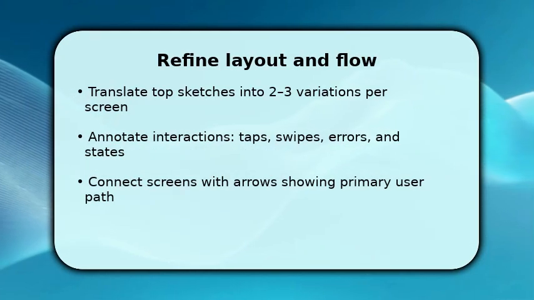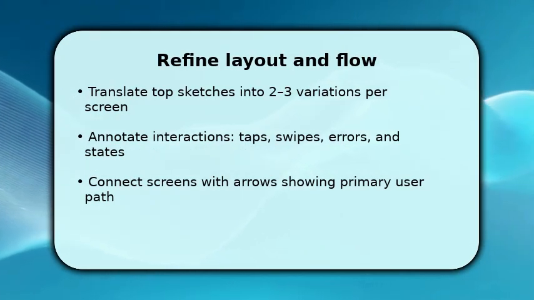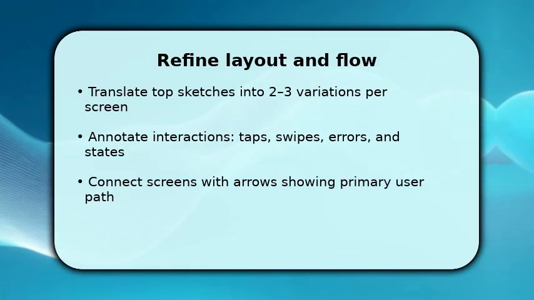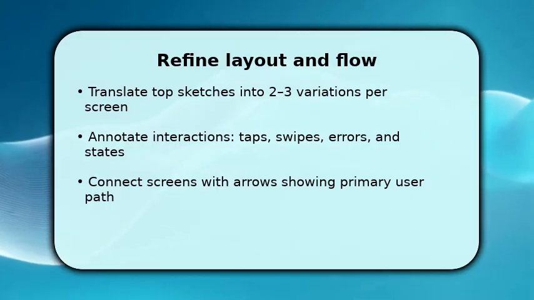Once you have raw sketches, choose 2 or 3 variations for each screen and iterate on spacing and hierarchy. You should label components and annotate interactions. Note what happens on tap, swipe, or error, because these details explain intent.